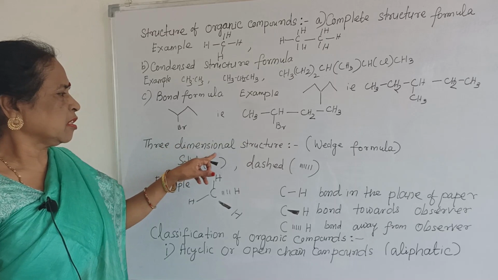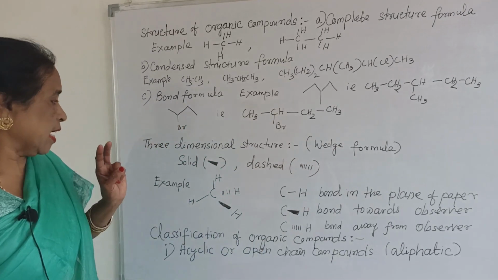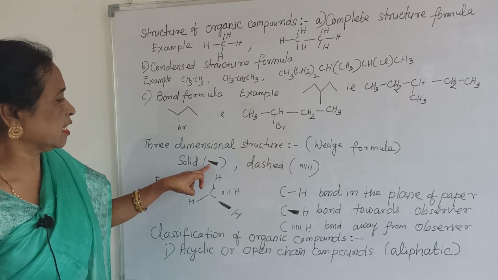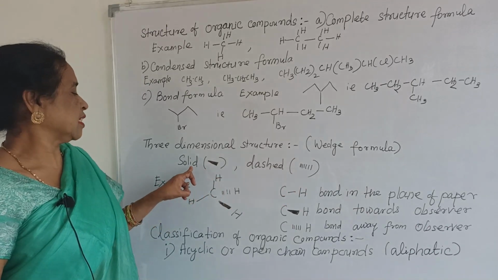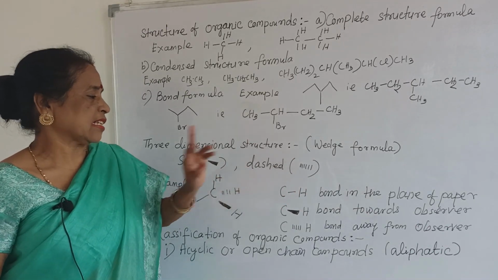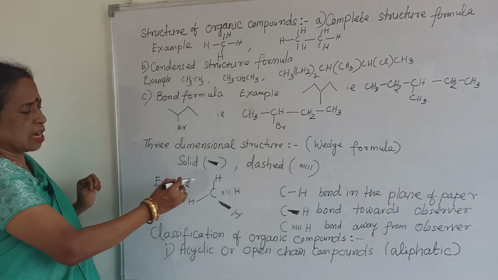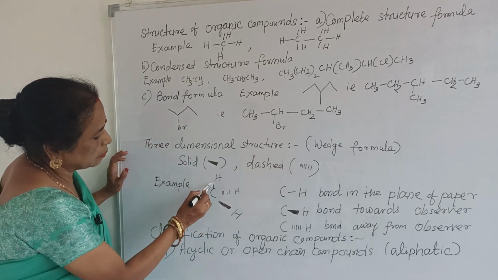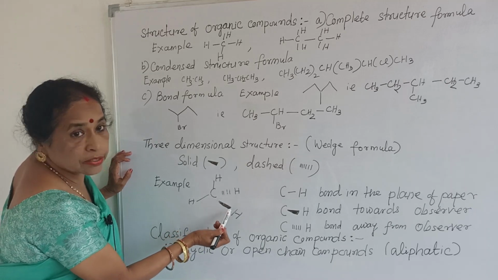Actually, three-dimensional structure is also known as wedge formula. Here two things are indicated, you can see. This is called solid and this is called dashed. This type of bonds, this is called solid, this is called dashed. What is the meaning of solid and dashed? Now an example, just like see here, methane. In methane the simple bond is indicated, and one is in dash form, another is in solid form.